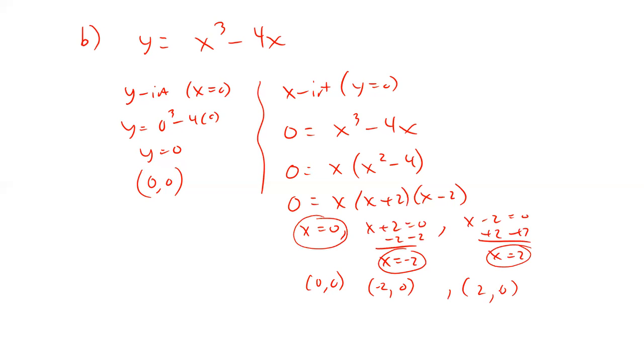Now, Owen, it worked for you. It worked just fine because notice these guys are the same, right? So in that case, it worked. So the final list that I have, all the intercepts are 0, 0, negative 2, 0, and positive 2, 0. Are we good there?